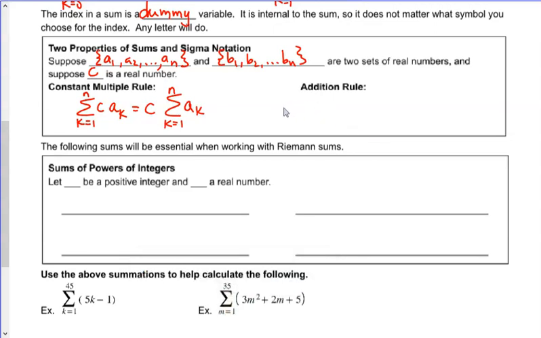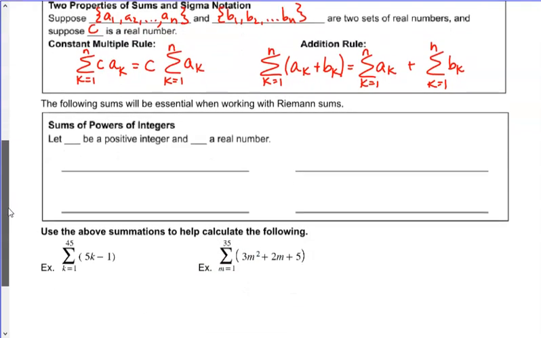And then our addition rule basically says that if I go from 1 to n and I have a sub k and I'm adding b sub k to that, two different numbers, then I can split that up. So I can do all the a's, and then I can do all the b's, and then add up those two sums. So you get a sum of all the a's, a sum of all the b's, and then add them up. Now, this says addition rule, but you can also do it for subtraction. So if you want to put a minus there, that's fine as well.